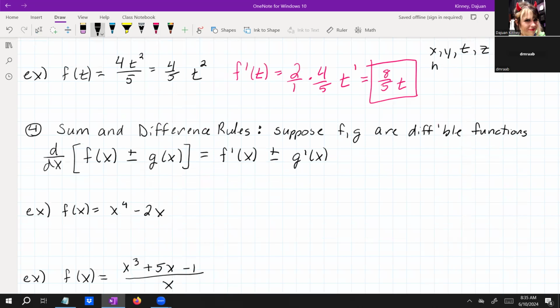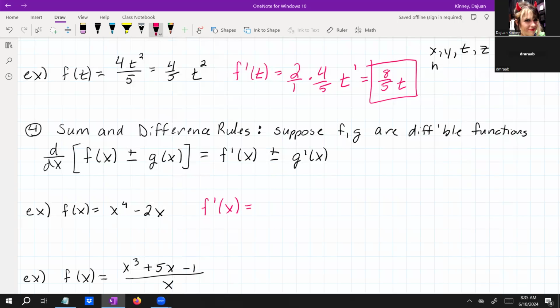All right, the last rule is our sum and difference rule. This works exactly like you want it to work. So if you have 2 functions and you're adding them or subtracting them, it's the same thing. We can just take the derivative of each part. Honestly, we get so used to this rule, we don't think about it either. It just becomes natural. I promise these things get easier.